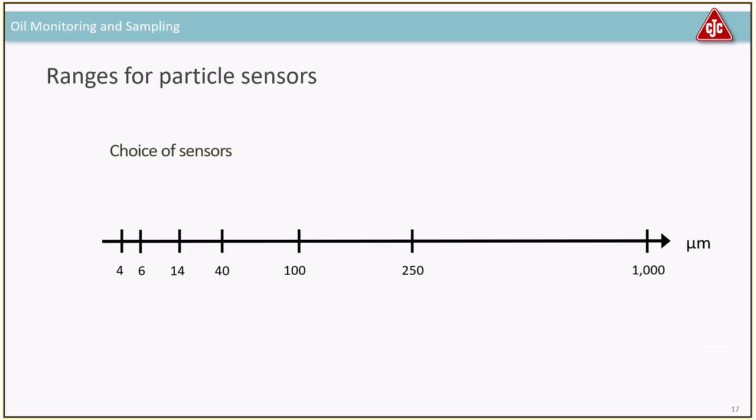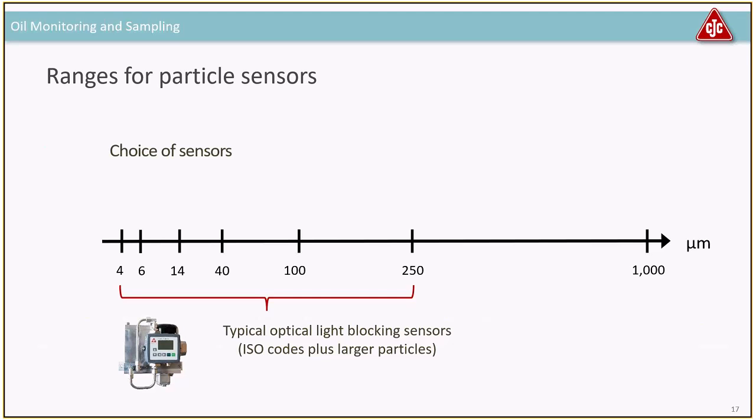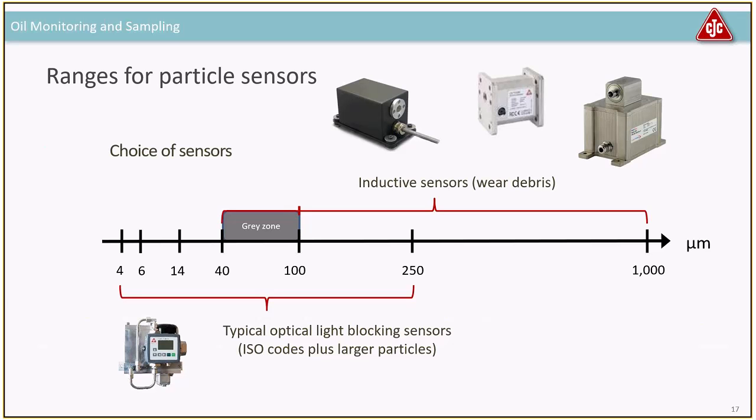If we have a look at the oil tests that you can do online, meaning a sensor that you put in, most known are the optical light blockage sensors. So this is like the CTC sensor here, the OCM, or all others more or less in the world that you can buy. They typically look at ISO counts, so 4 micron, 6 micron, 14 micron and up, and mostly stop around 250 microns.